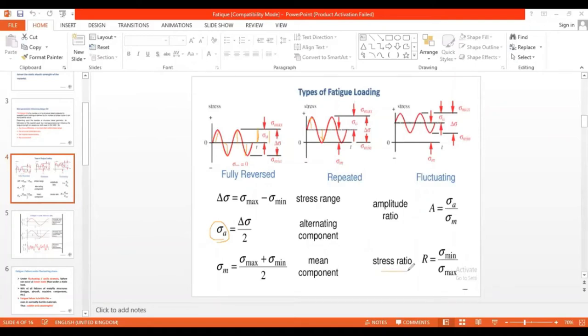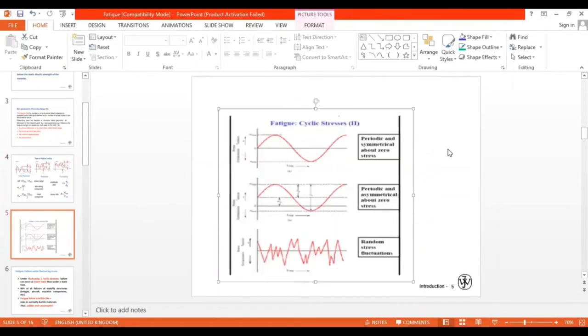Then I have the stress ratio, right? Stress ratio, sigma min upon sigma max. That is minimum stress upon maximum stress, which will give you the stress ratio R, right? That is denoted as R. So these are a few types of fatigue loadings and terms which are actually used in fatigue. So cyclic stress, right?